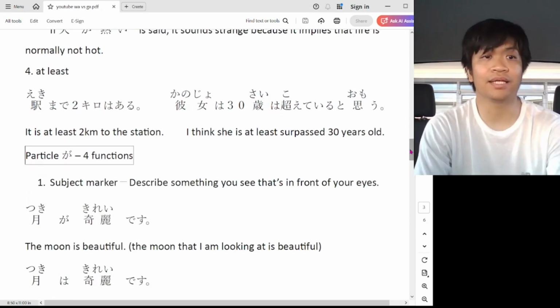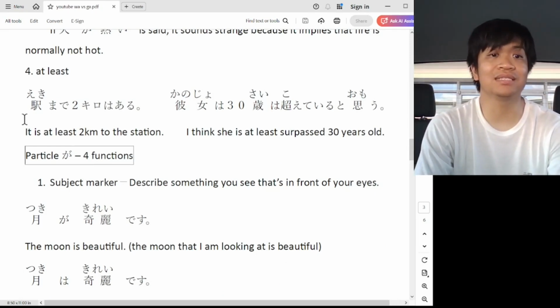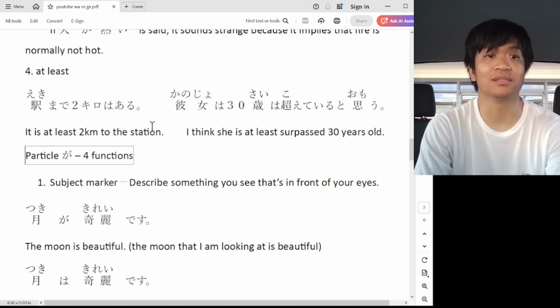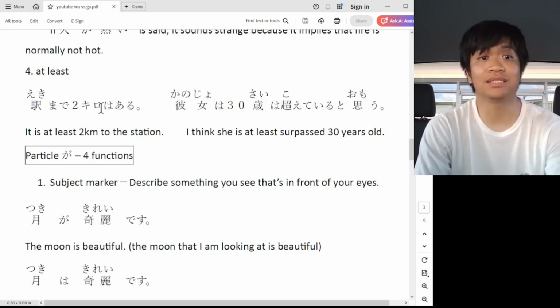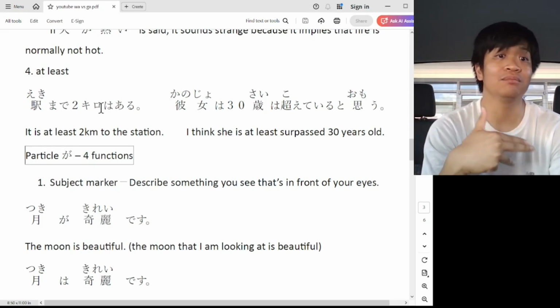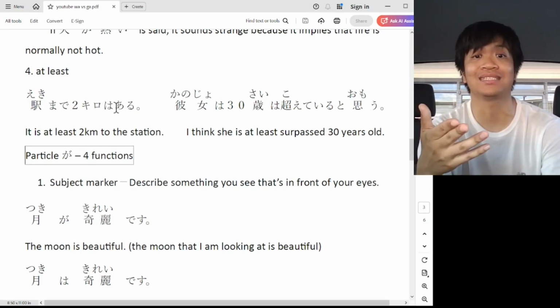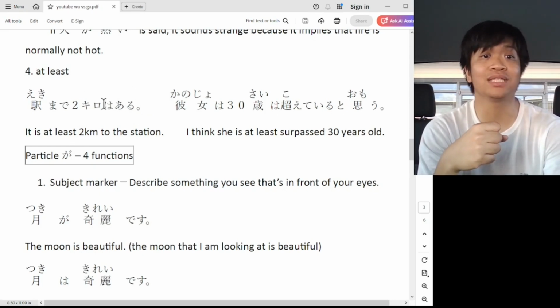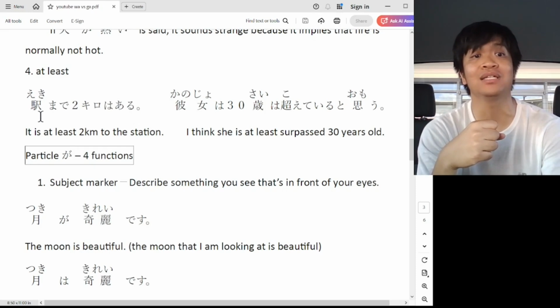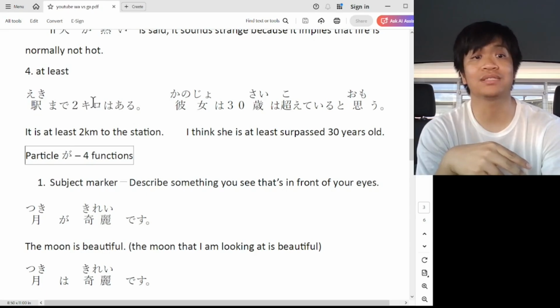So you can say something like eki made 2 kilo wa aru. So it is at least 2 kilometers to the station. So normally, if you wanted to say it another way, it is 2 kilometers to the station. You can say eki made 2 kilo desu. Instead of the wa aru, you can say desu. But because wa aru is here, this wa means at least. So at least 2 kilometers to the station. Eki is station, made is until, ni is 2, kilo that's kilometers, wa aru. So this is at least.